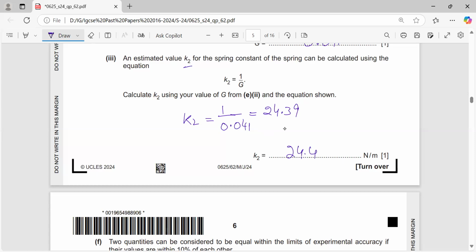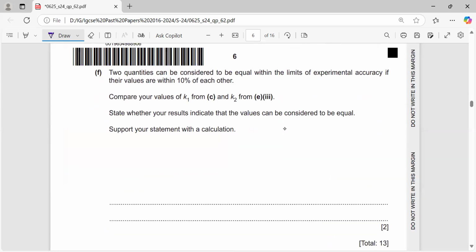Okay, now let's move forward. A lengthy question, and it is the first time I'm seeing a question of 13 marks. In general, the maximum marks are 11. Two quantities can be considered to be equal within the limit of experimental accuracy if their values are within 10% of each other. I told you already, we are following this 10% uncertainty. Compare your values of K1 from C and K2 from E3. State whether your results support the suggestion.